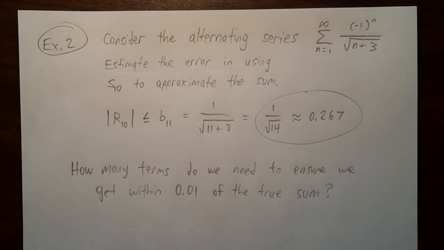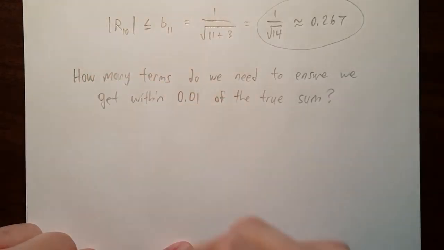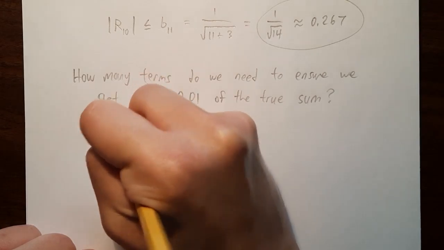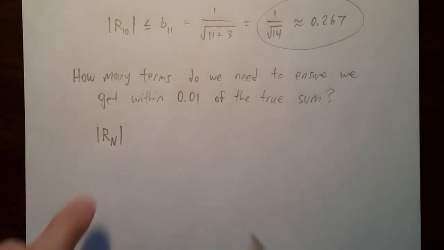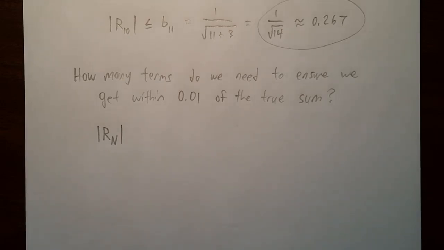All right, so again, we don't have any direct control over the remainder or the error, but we do know how to estimate an upper bound for the error. So in this case, I'm just going to consider the error of n. So n is just going to be how many terms I need to add up, and so r sub n is just going to be the error, and this is the thing that I want to be less than or equal to 0.01. But again, I don't have any direct tools to guarantee that.